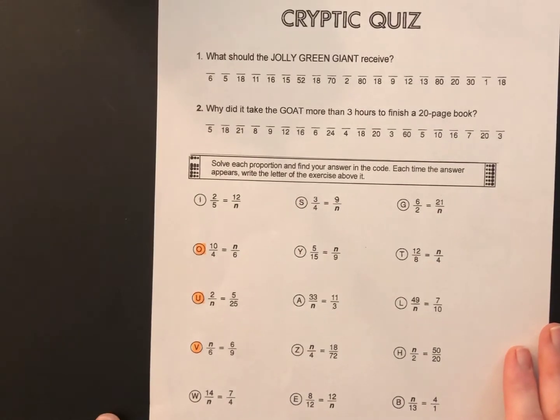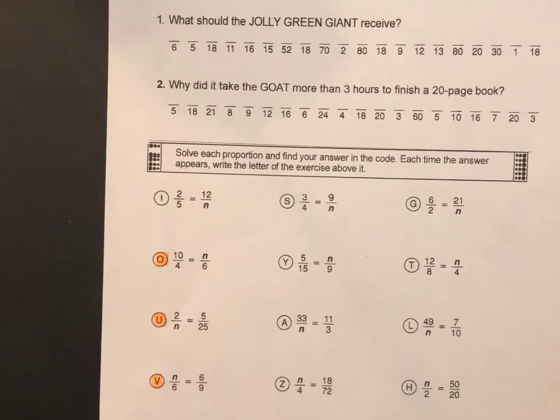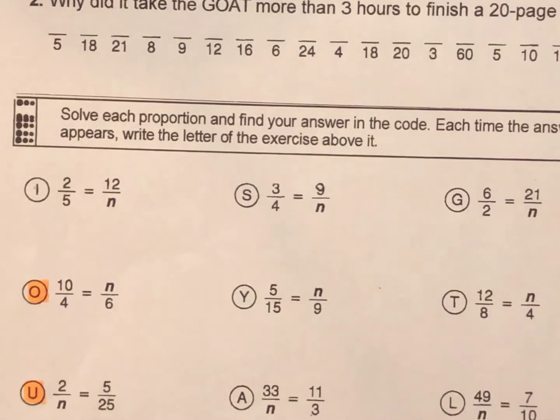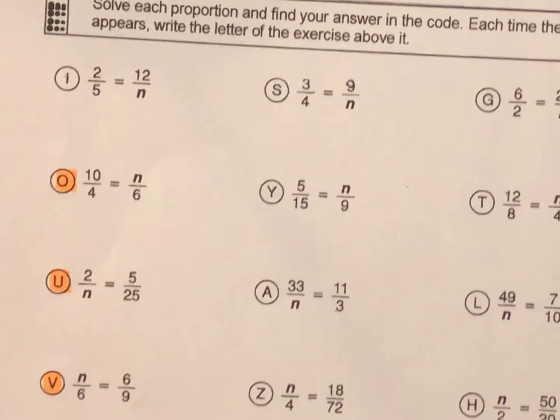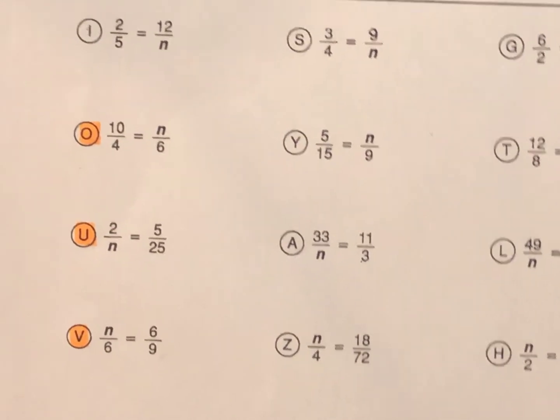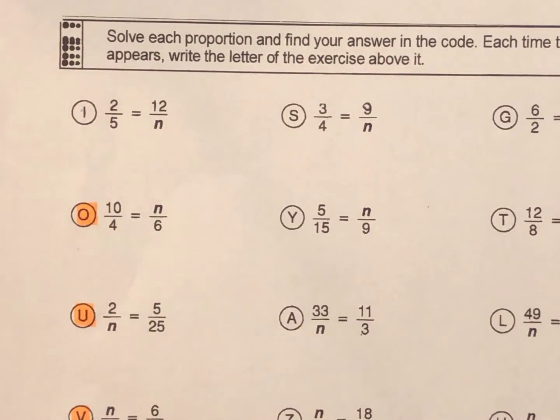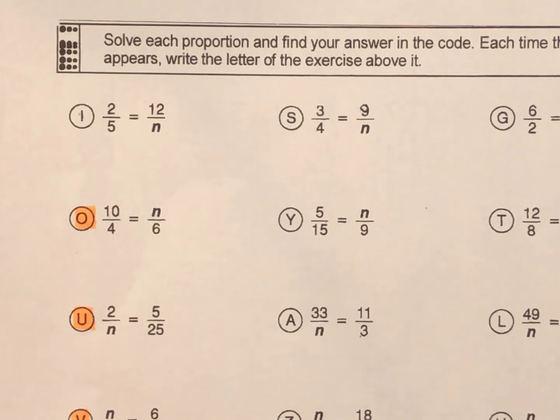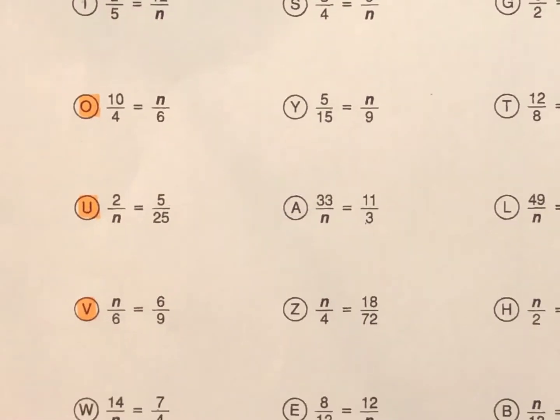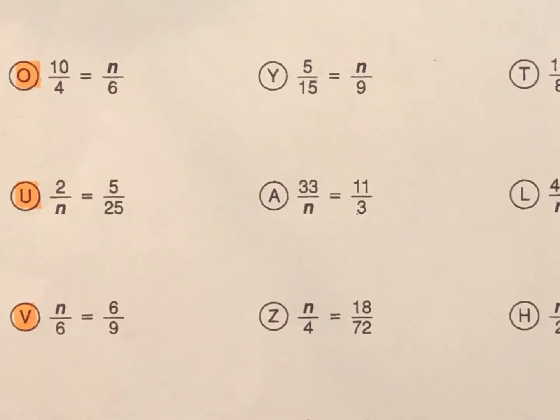This is not complicated stuff, but I feel much better since I can't watch you get started if I just kind of help you get started. So let's go ahead and zoom in on O. Just so you know, the directions are solve each proportion and find your answer in the code. Each time the answer appears, write the letter of the exercise above it. So let me go ahead and do these 3 first.